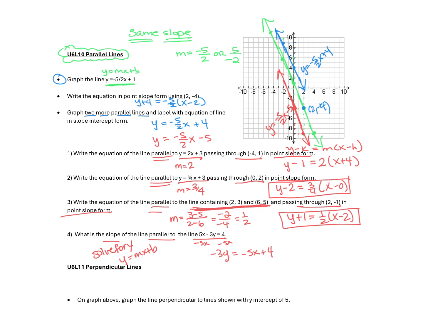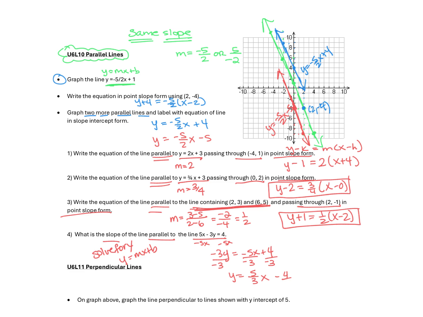Now, when I go to divide by the negative 3, I want to divide every single thing by negative 3. So I'm getting y equals positive 5/3 x minus 4/3. So my y-intercept would be like negative 1 1/3 on my y-axis.